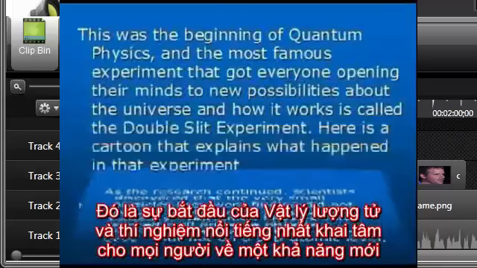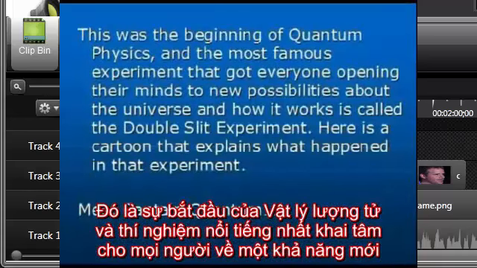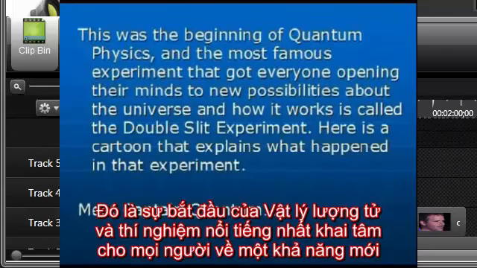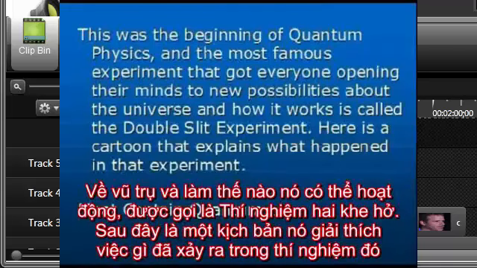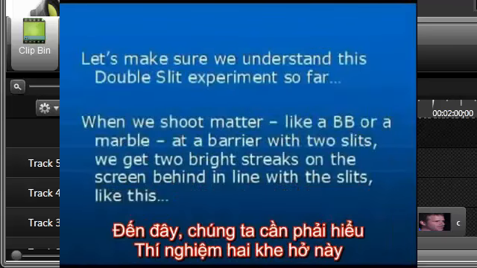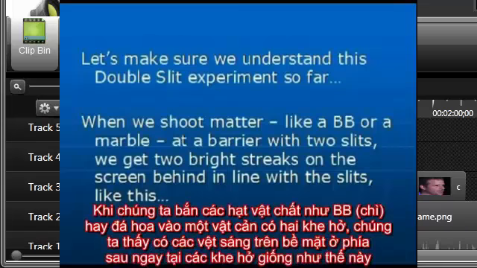This was the beginning of quantum physics, and the most famous experiment that got everyone opening their minds to new possibilities about the universe and just how it works is the double slit experiment. Let's make sure we understand this double slit experiment so far.